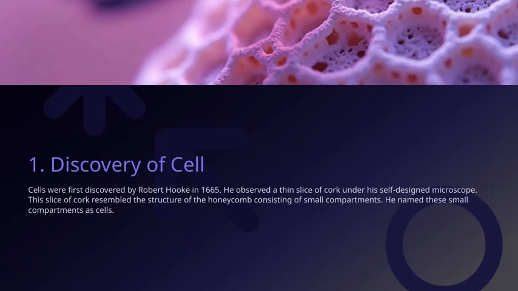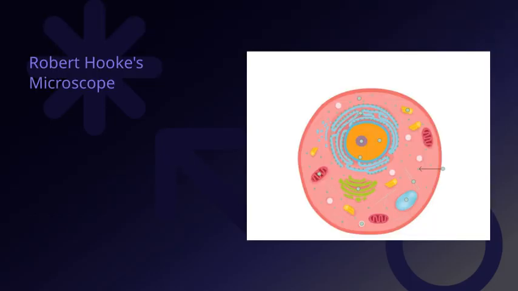It looked like a honeycomb with many small, box-like compartments. These tiny chambers reminded him of the cells in a monastery, which is how they got the name. He called these small units cells, and that marked the beginning of cell biology. This discovery was fundamental because it opened the door to understanding the basic building blocks of all living organisms. It's fascinating to think that this simple observation led to such a huge scientific field that helps us understand life today.